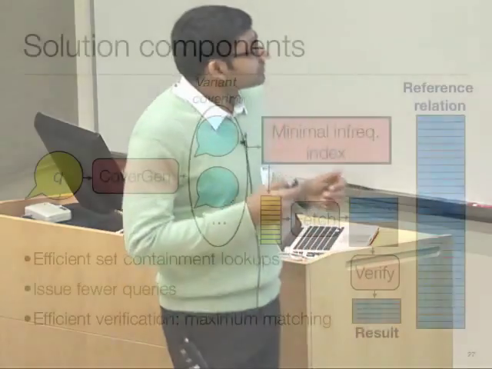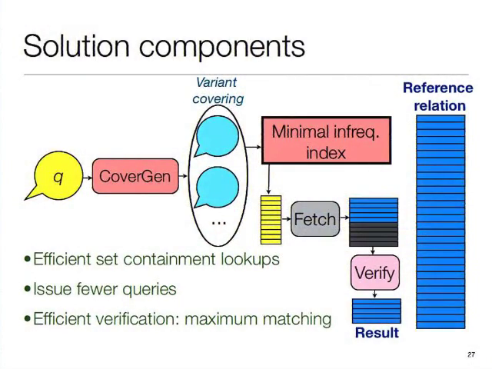we need to do this final phase of throwing away results which actually don't exceed our Jaccard containment threshold. For this third part, there's an algorithm in our paper which uses maximum matching, which I'll not discuss at all in this talk. That algorithm essentially tries to say, given a record and a query, is the Jaccard containment greater than this threshold, and does this efficiently. So first let's talk about our minimal infrequent index.